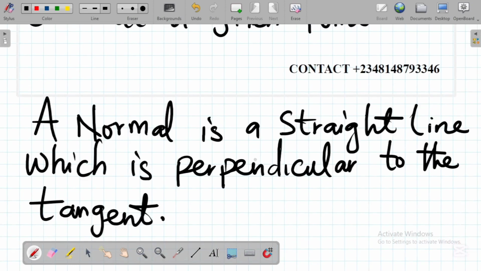Alright, so what is a normal? A normal is a straight line which is perpendicular to the tangent. Let me show you a graphical representation of a tangent and a normal.